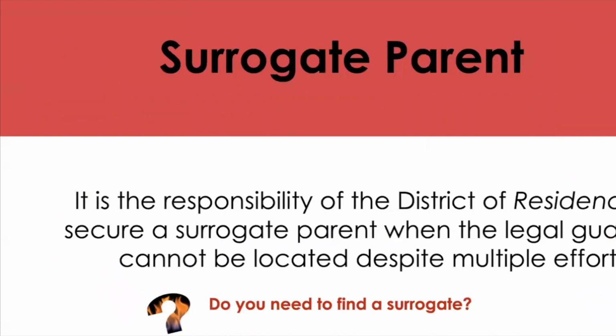When we think about a surrogate parent, there have been updates in the language in the operating standards that very clearly clarify that question, that it is the responsibility of the district of residence to secure a surrogate parent when the legal guardian cannot be located despite multiple efforts. So when you think about the need for a surrogate, it goes back to the district of residence. That's a change. It used to say something along the lines of in collaboration with the district of service and district of residence. It is now very clear that it is the district of residence.